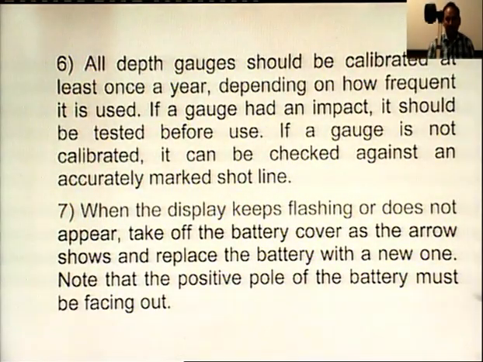All depth gauges should be calibrated at least once in a year, depending on how frequently it is used. If a gauge had an impact, it should be tested before use. If a gauge is not calibrated, it can be checked against an accuracy mark short line.